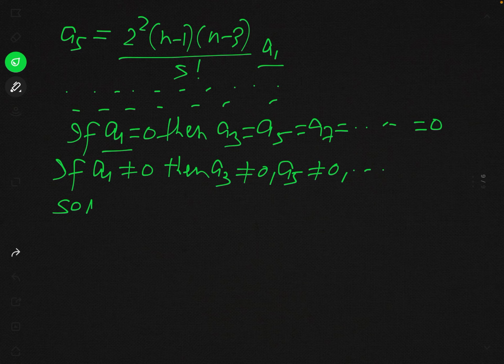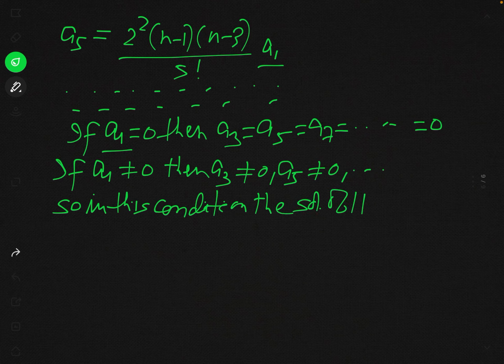So in this condition, the solution of Hermite differential equation is given as, we write this solution y1. This is first solution, so I write it y1 instead of y.